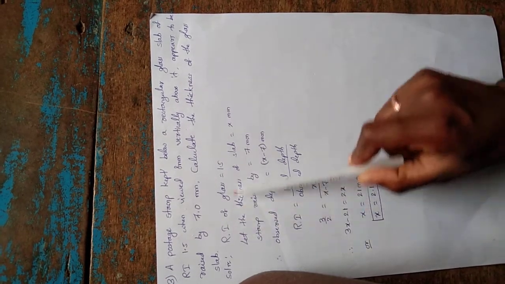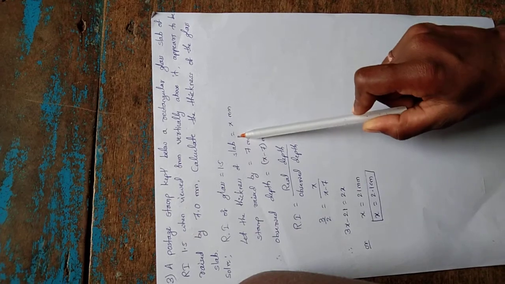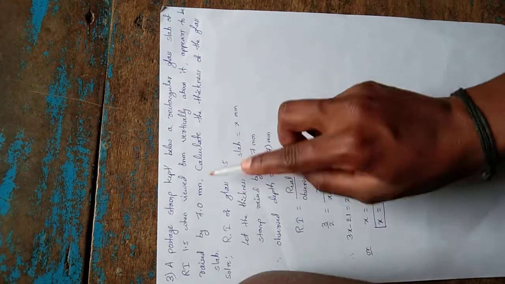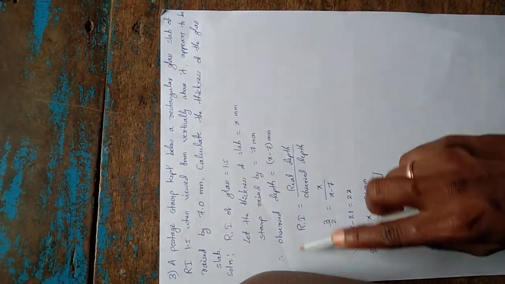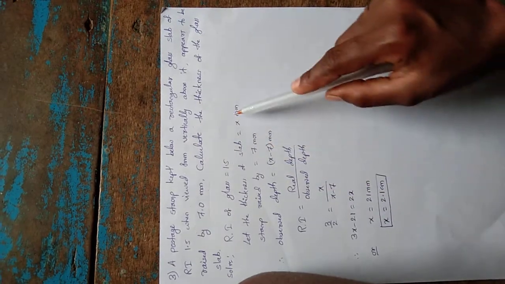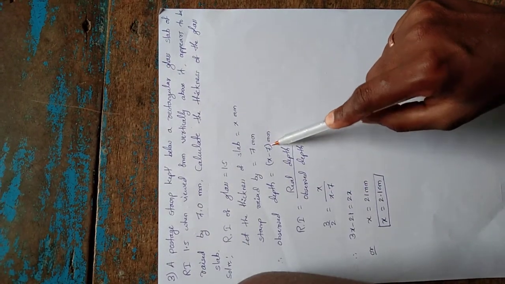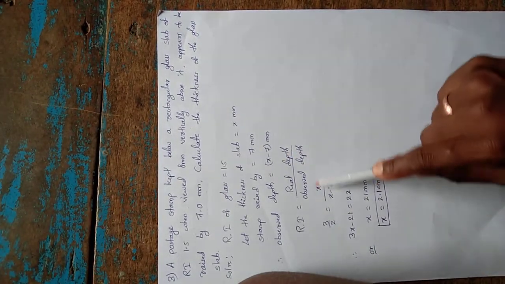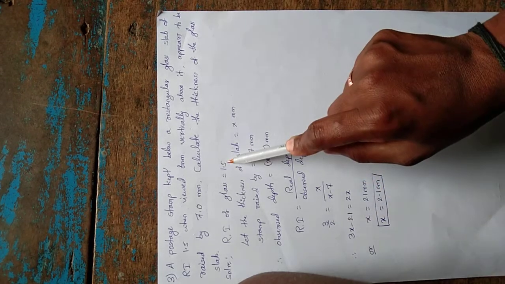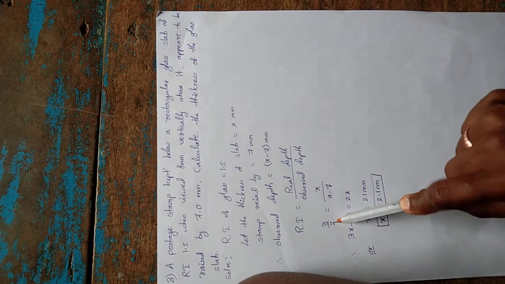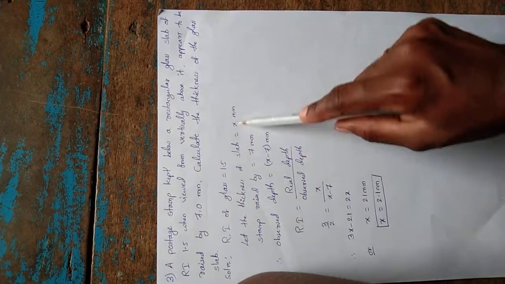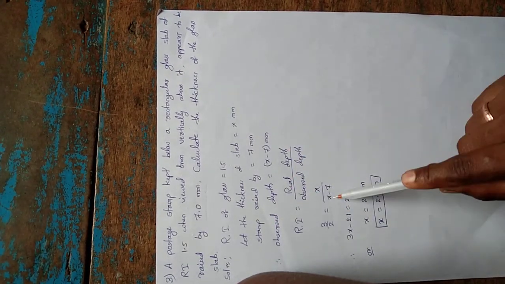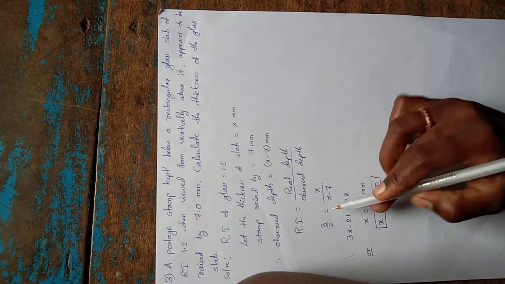Solution. The refractive index of glass is 1.5. Let the thickness of the slab be x millimeter. The stamp is raised by 7 millimeter. Therefore, observed depth is equal to x minus 7 millimeter. Then refractive index is equal to real depth by observed or apparent depth. So refractive index 1.5, in terms of fraction 3 by 2, is equal to real depth, the thickness of the slab x, divided by observed depth x minus 7. So, cross multiplication.